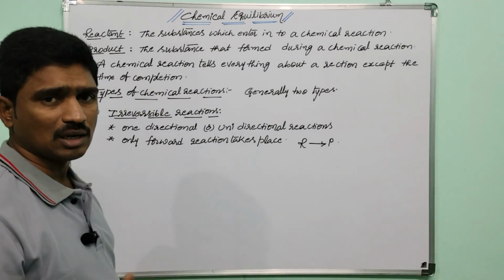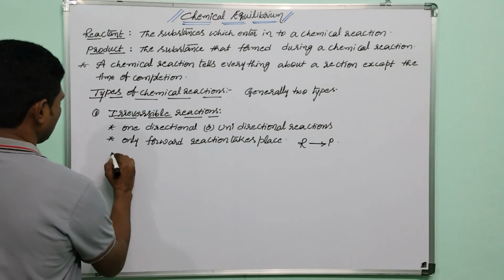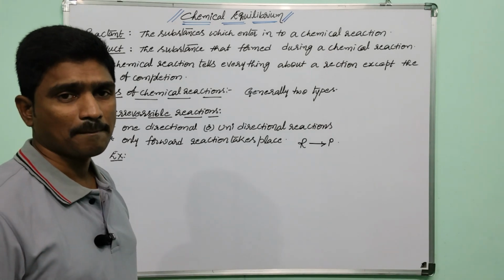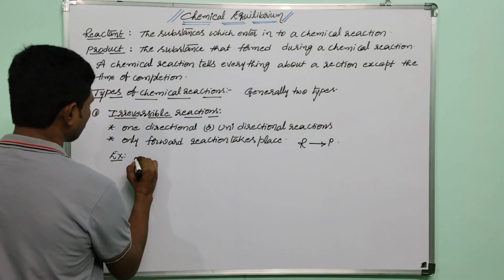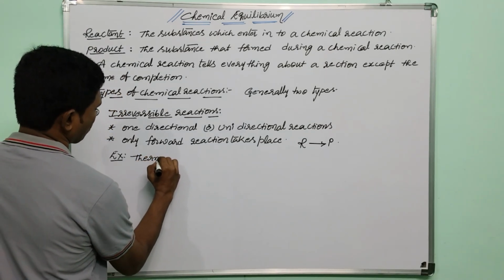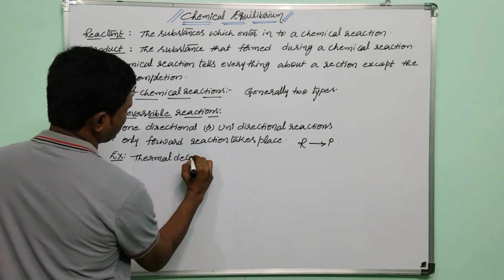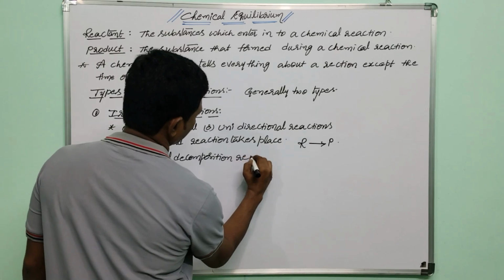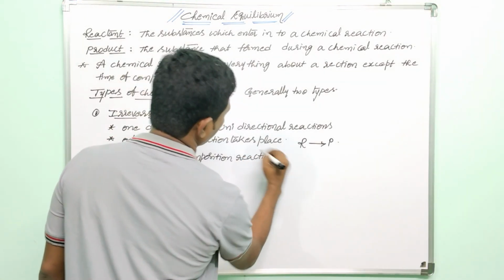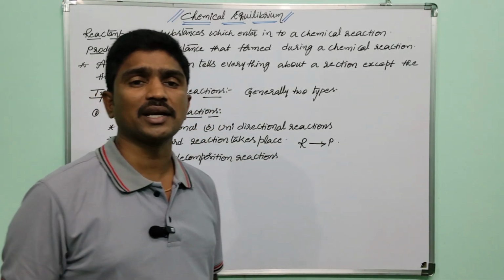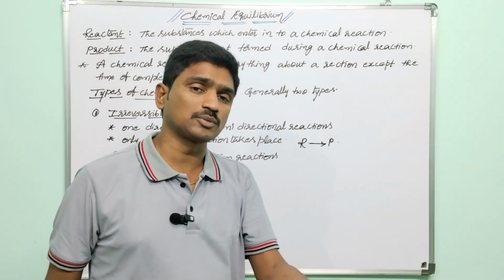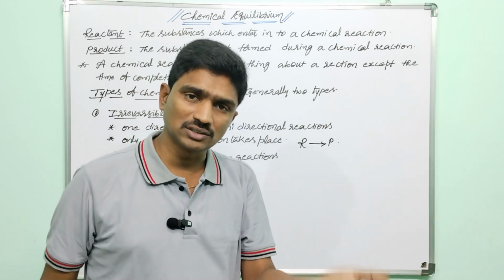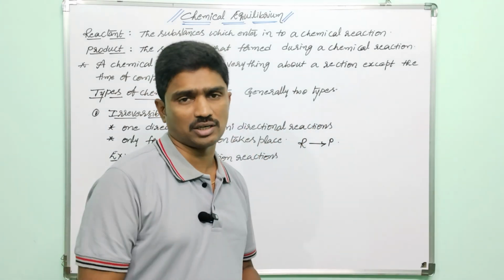Here we have to take some examples of irreversible reactions. Then we get clarity. First type, thermal decomposition reactions. What are thermal decomposition reactions? Thermal means heat energy. A decomposition of substances takes place by supplying heat. Such chemical reactions are called thermal decomposition reactions.